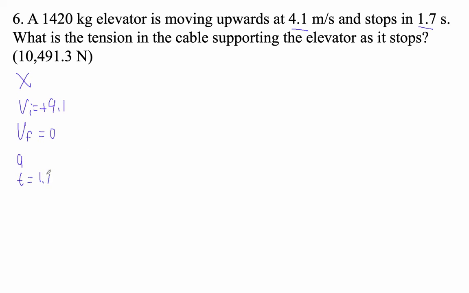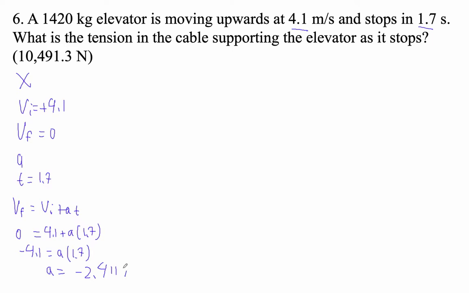Our time is 1.7, and we want to use no x to find a. So no x is vf equals vi plus at. 0 equals 4.1 plus a times 1.7. Negative 4.1 equals a times 1.7. A is equal to the opposite of 4.1 divided by 1.7. So this acceleration is negative 2.41176.